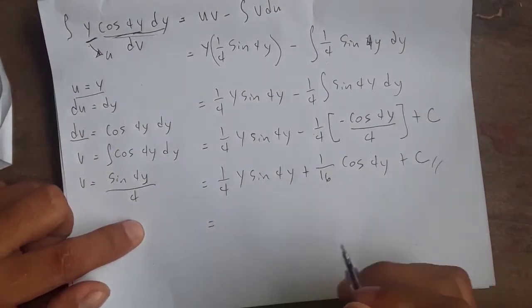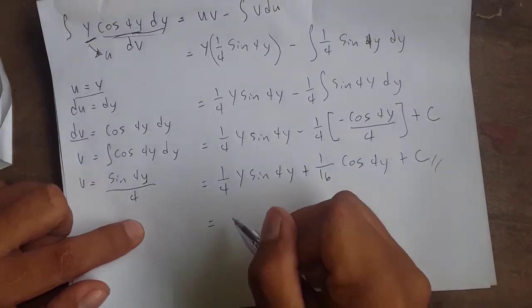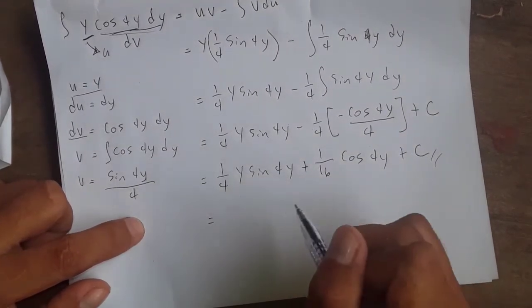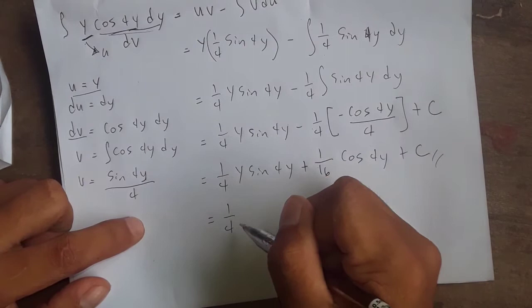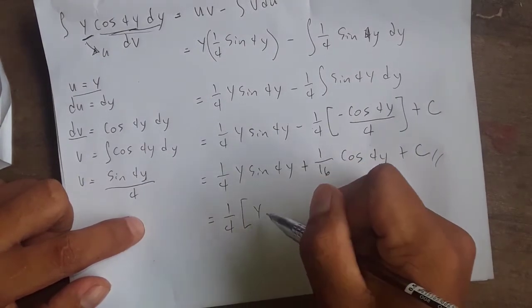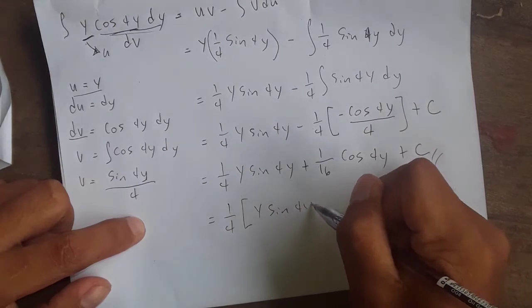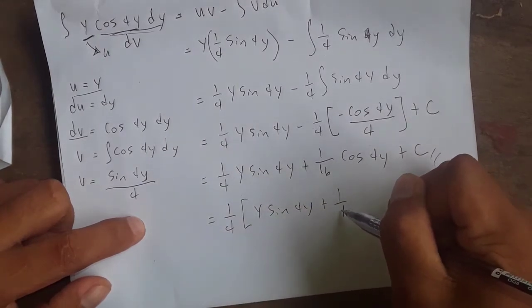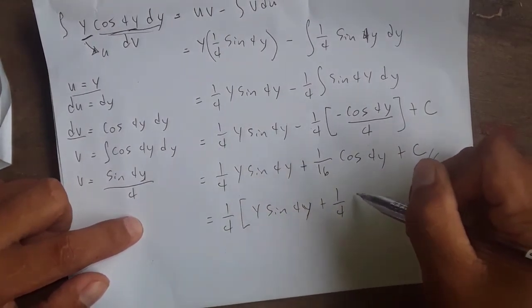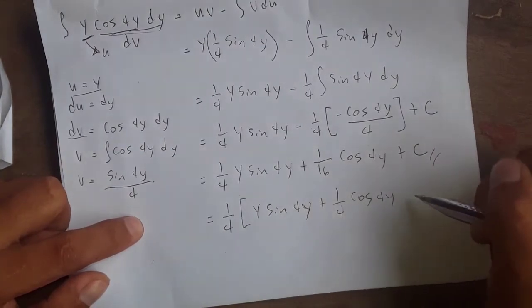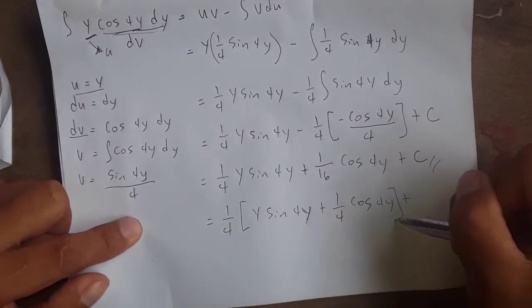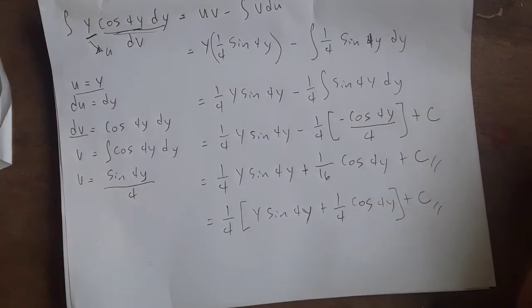Or by factoring, it has a common factor of 1/4. So it is equal to 1/4 of y sine of 4y plus 1/4 of cosine of 4y plus c. So that is your final answer.